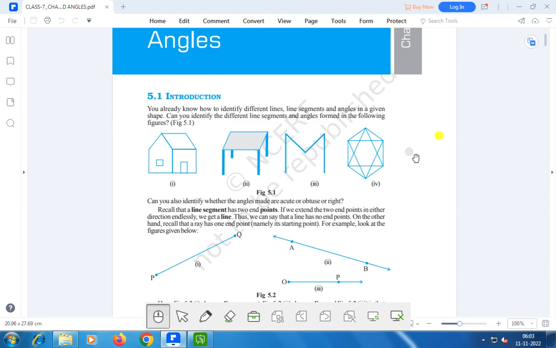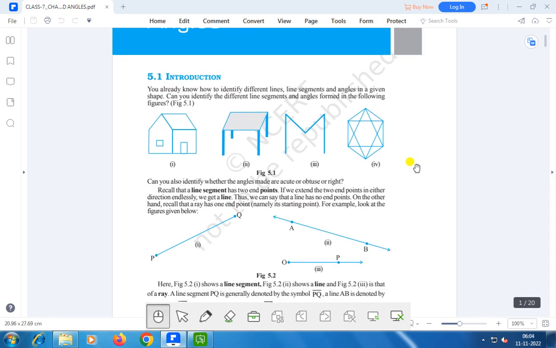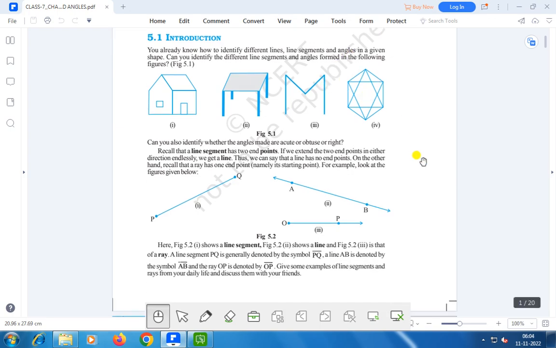Hello everyone. Today we shall discuss lines and angles of chapter 5. Here we already know about the definitions of lines, line segments and angles, right? Here you can identify again what is a line segment or a ray.